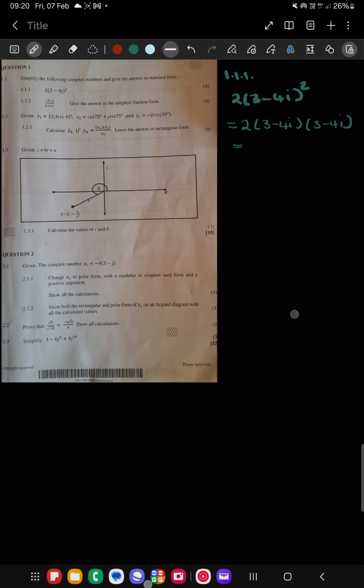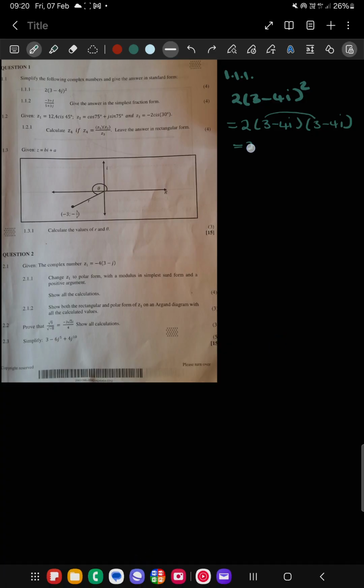We can multiply out our brackets, going in using FOIL. So it's 3 times 3, that's 9. Excuse me, I forgot my 2 now. I should not leave my 2 out. 2 into 3 times 3, 9. 3 times negative 4i, negative 12i. Negative 4i times 3, negative 12i. Negative 4i times negative 4i is plus 16i squared.